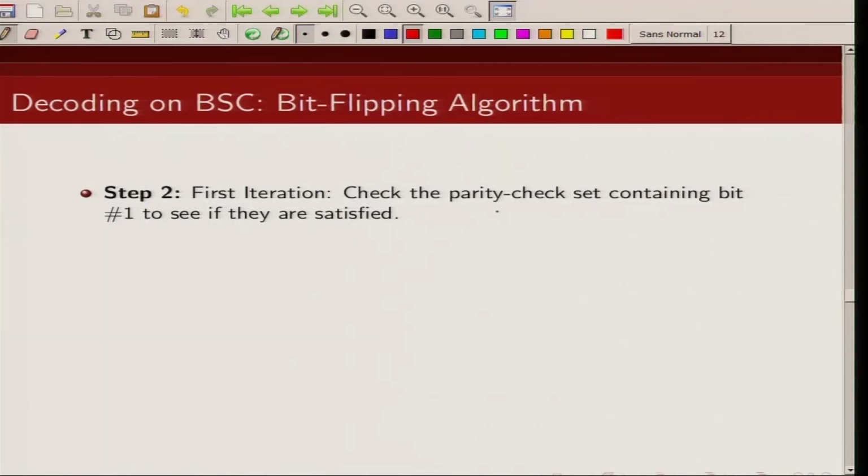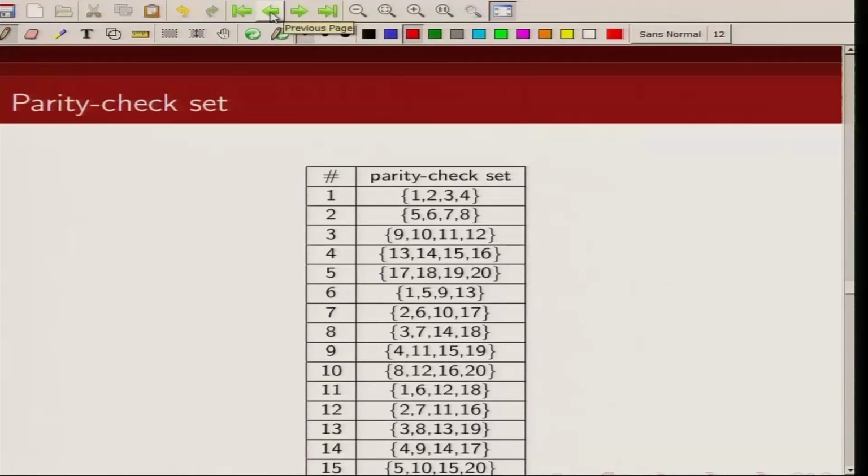Now, in the first step, we check the parity checks containing bit number 1 and see if all the parity check constraints are satisfied. So, what are we going to do? We are going to look at all these parity check sets which have 1 in them. So, this is our parity check set 1, 6 and 11. Now, will this be satisfied? Yes, it will be satisfied.